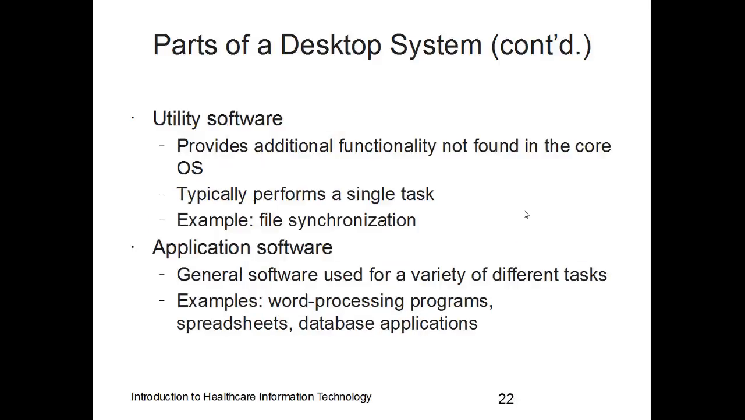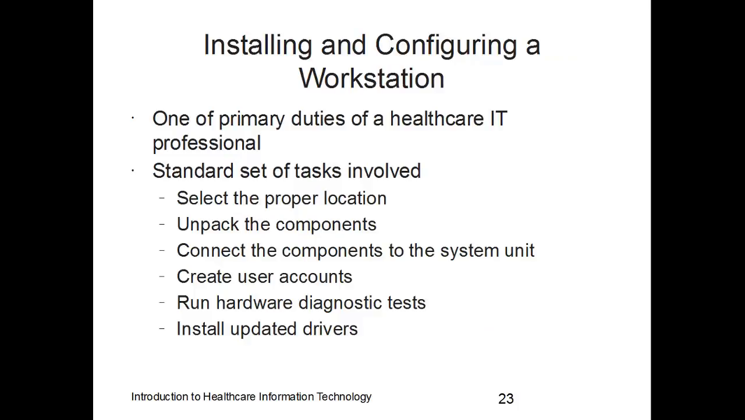Utility software will provide additional functionality but is not found within the core operating system of the desktop. And this will typically perform a single task, such as file synchronization. And the application software is general software that's used for a variety of different tasks, such as word processing applications, spreadsheets, database applications. All right, now we'll talk about installing and configuring a workstation.